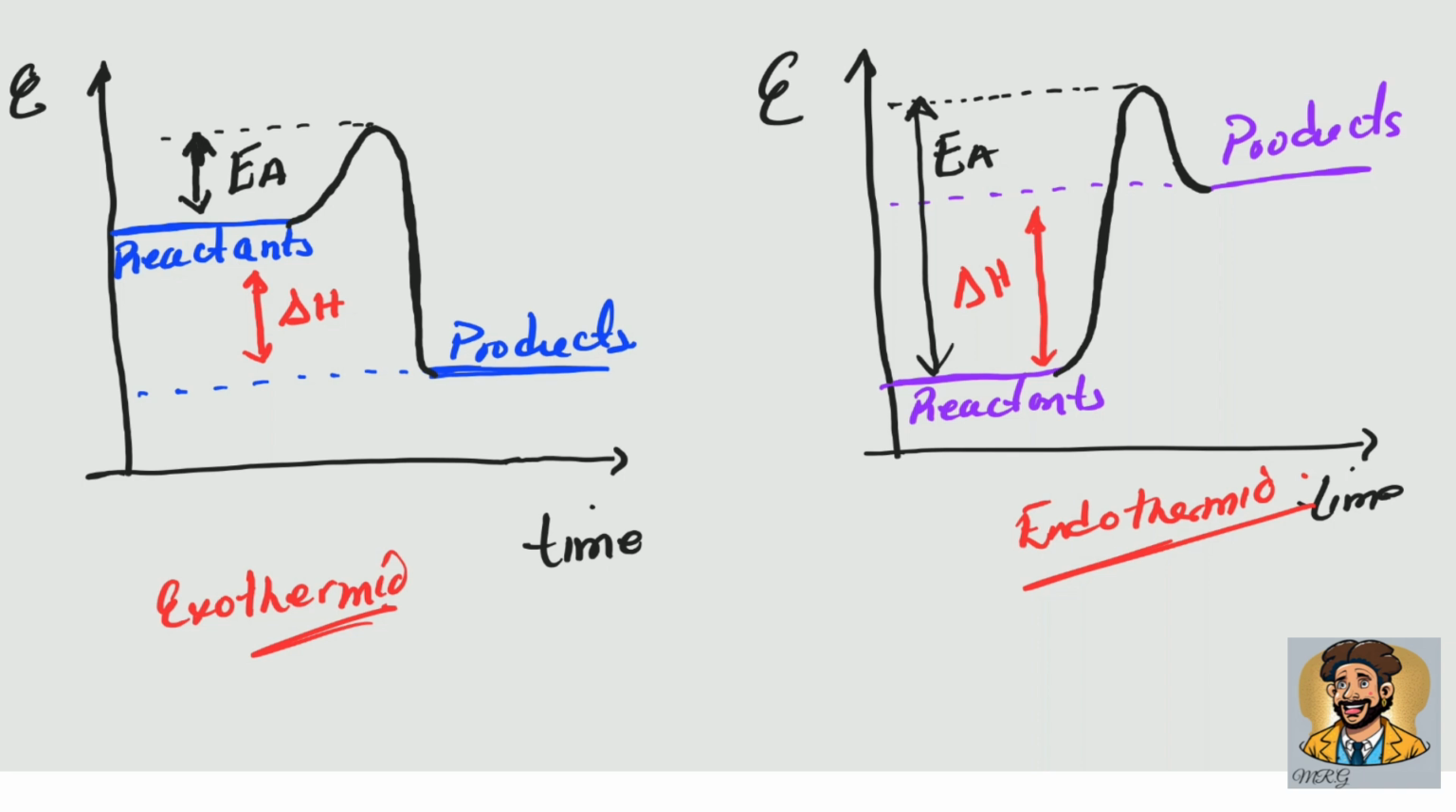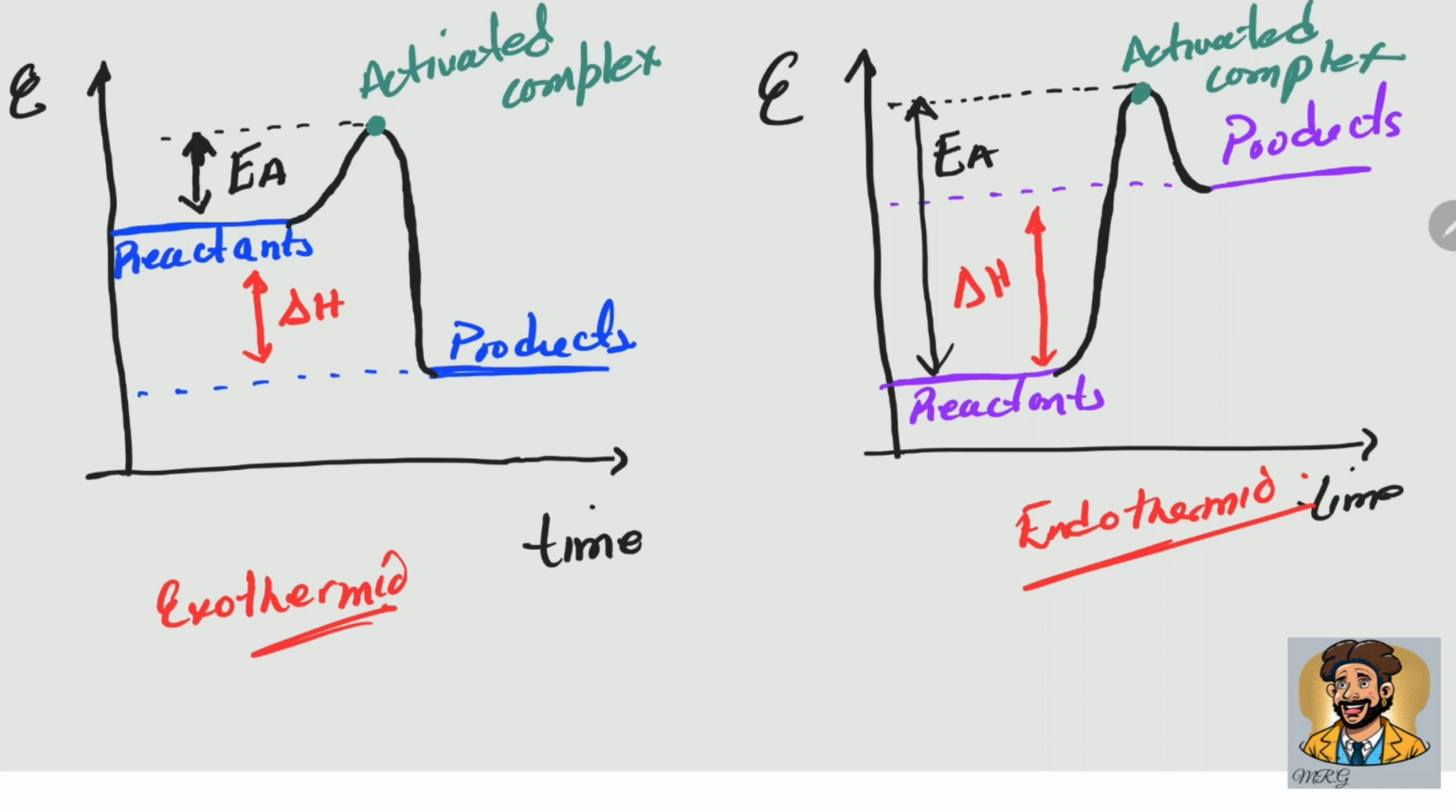Now, there are two more things that we have to speak about here. There is a point, which is just a point here, which is the maximum energy possible. That point is called the activated complex, for both reactions. Now, what is happening at that specific point, guys? This is the point where the reaction actually begins.